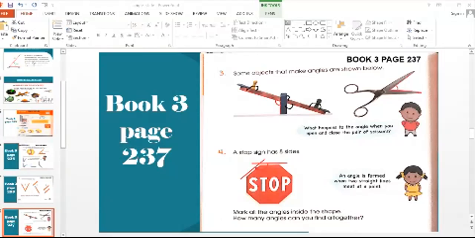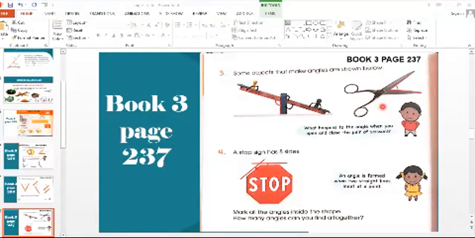On the scissors face, you can easily find the angle over here. But can anyone find any other angle over here? No, there is no angle in the circle. So just remember that there is no angle when we talk about circle and oval shapes. Okay, what happens to the angle when you open a pair of scissors? The boy is asking, what happens to the angle if you open and close? The angles will get bigger and smaller when you open and close the scissors.